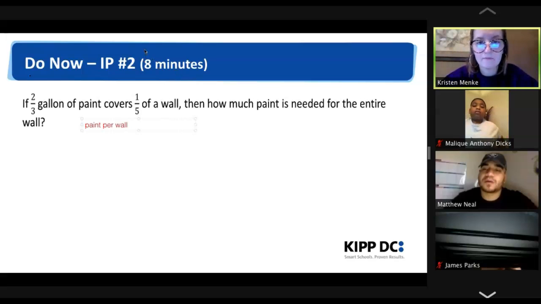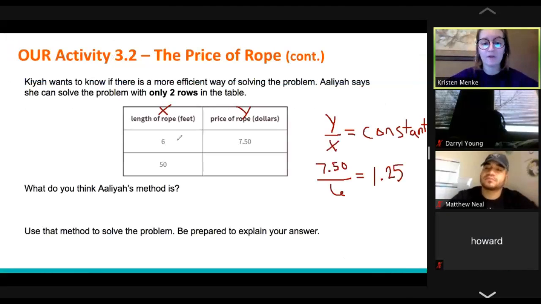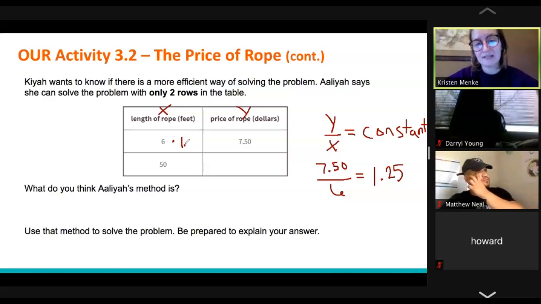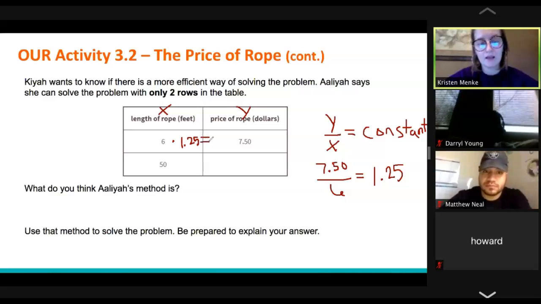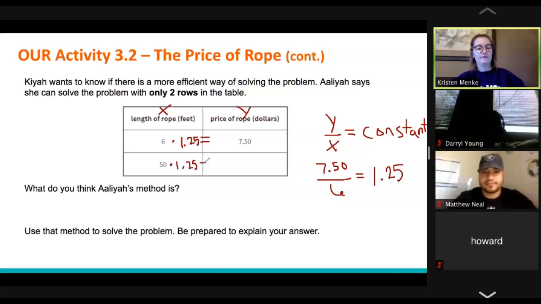Go ahead, Kylie. It is 1.25. That means we know y equals k times x. 6 times 1.25 is going to be 750, which means in order to find my y value, I just multiply by $1.25. What is 50 times $1.25? Excellent. I'll give you a hint. It's the answer we already found earlier. 50 times $1.25 is going to be $62.50.